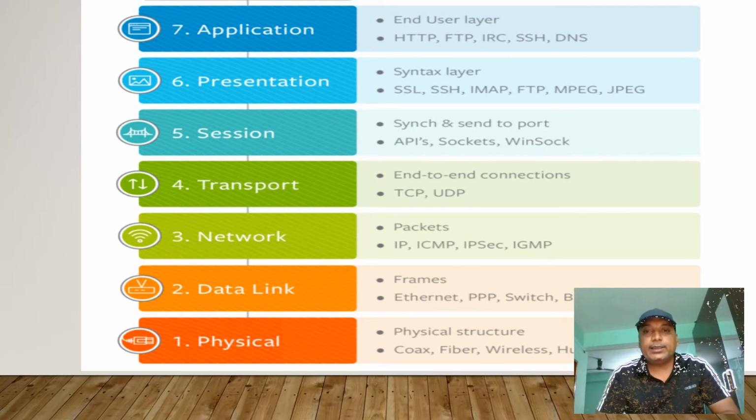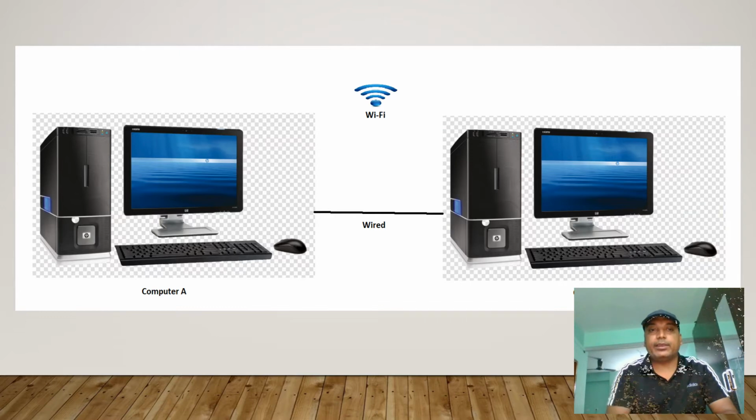And the data link layer basically gives a frame where the MAC address is added, like the unique identification of the system is added in this layer, and then he will send it to the physical layer, which is responsible for sending the data in electronic format. So this is how it works in the seven layers. Let's say, as I explained already, computer A is sending data to computer B.